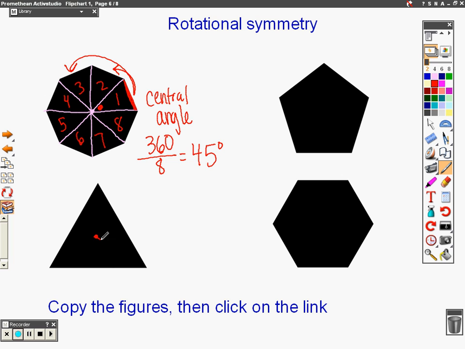What about a triangle? I draw to my 3 vertices. I have 1, 2, 3, so I do 360 divided by 3. That gives me 120 degrees. Don't forget that degree sign.